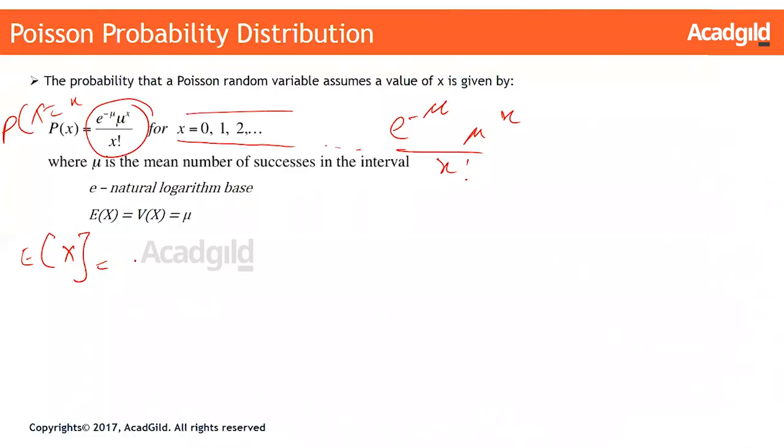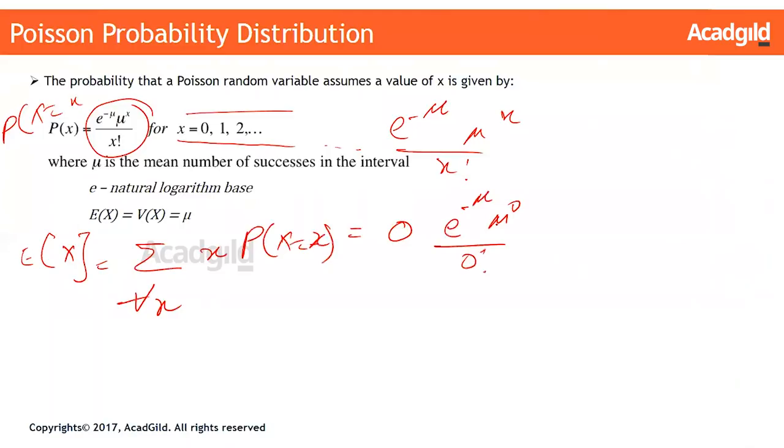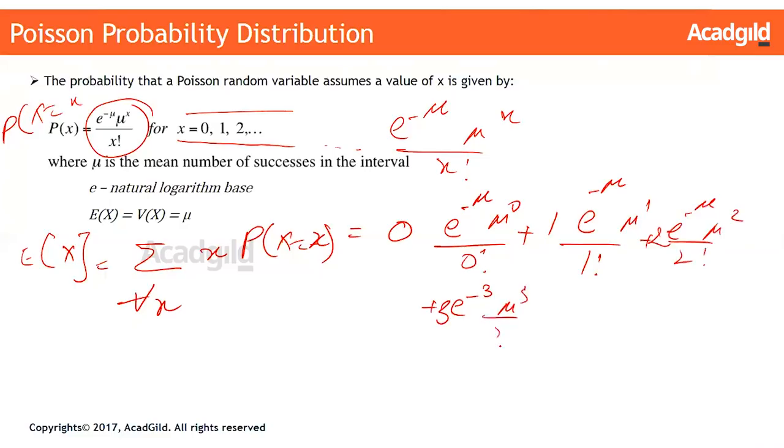So we know that expected value of x is summed over all values of x times the probability that the random variable is going to take that value. So the probability that x equal to 0 is e raised to minus mu, mu raised to 0 by factorial 0. The probability that it will be 1 is 1 times e raised to minus mu, mu raised to 1 by factorial 1, plus 2 times e raised to minus mu, mu square by factorial 2, plus 3 times e raised to minus mu, mu cube by factorial 3, plus so on and so forth. The 0 term anyway is 0.